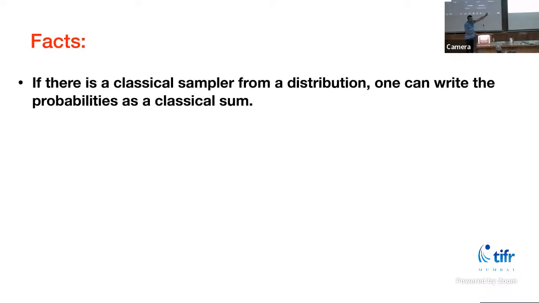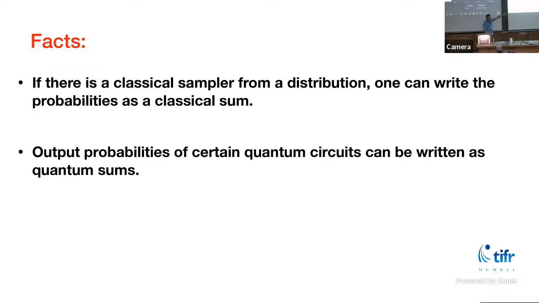So now let's state some facts. Let me go over them quickly because of the lack of time, but take my word for this. One fact is that if there's a classical sampler from a distribution, then something very similar to what you just said applies. You can write probabilities of that distribution in terms of a classical sum. That's what the Stockmeyer thing does in some high level sense. And the second fact is that probabilities of certain quantum circuits can be written as quantum sums. That's why the term quantum sum in the first place.